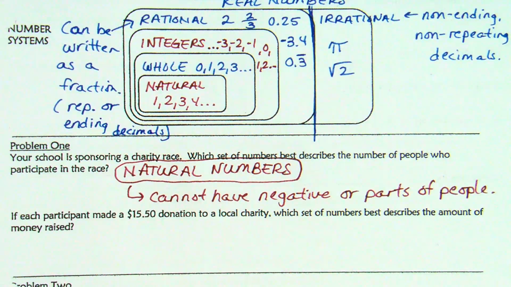Okay, so what I wrote down there for my explanation with natural numbers is that you cannot have negative people, a negative amount of people, or parts of people, aka fractions, decimals, not happening.